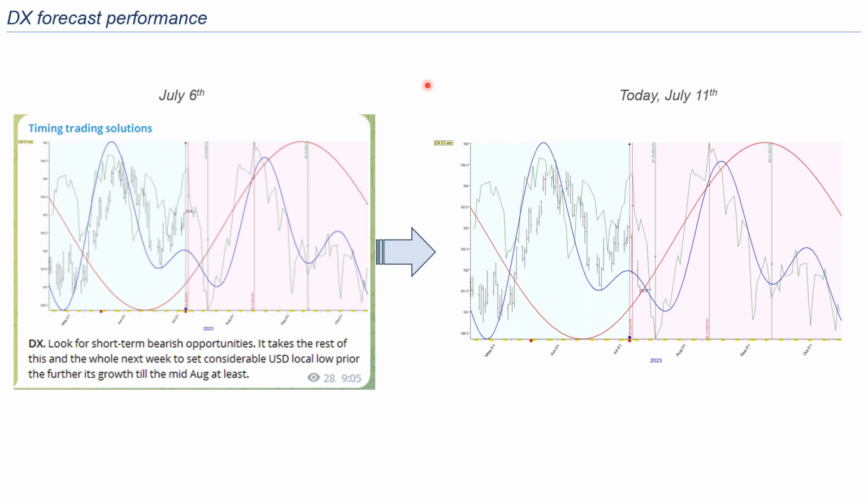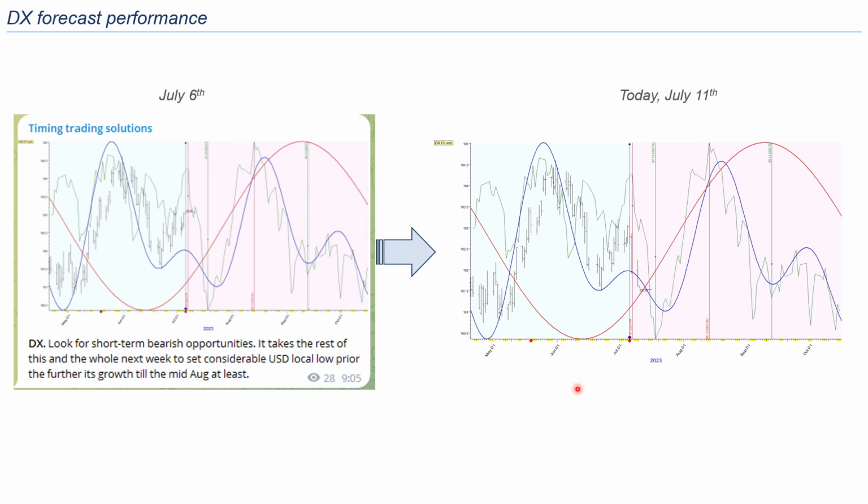Hello everyone. On July 6th, I published the following screenshots with recommendations to look for short-run bearish opportunities in the US dollar index. So as you can see, it is driven by this blue line and thin green line, and the expected scenario is nicely performing, and the question is: is it going to be accomplished by the middle of next week only, or do we have some first signs of a probable bullish turning point now?